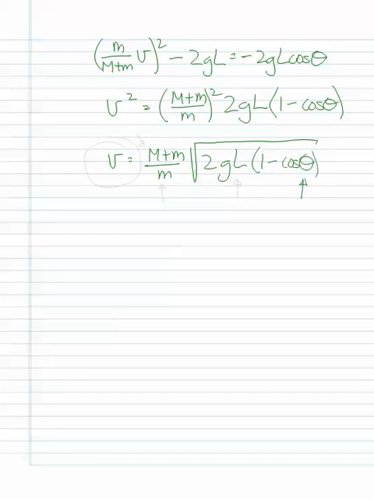So you can measure theta, you can measure L, you can measure the masses, and that allows you to actually calculate the muzzle velocity. I think this is a pretty cool problem.